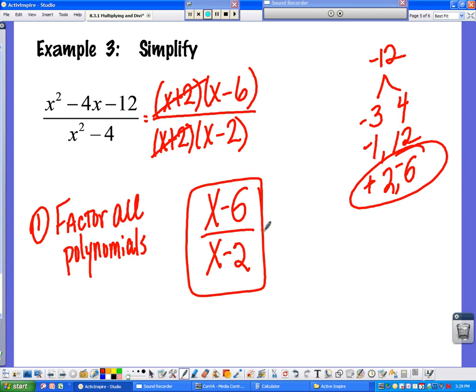So go ahead and try the next one. It's x squared plus x minus 2 all over x squared minus 1. If you've printed the note sheet, then I would suggest go ahead and try this, using this as an example before moving on.